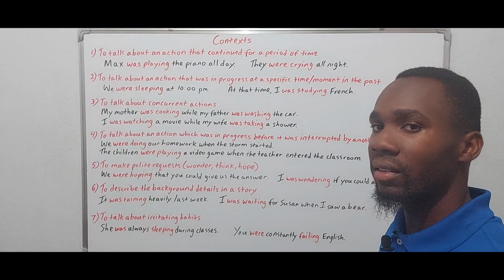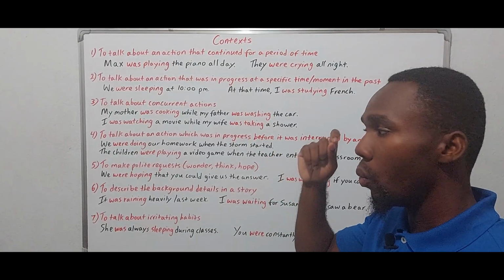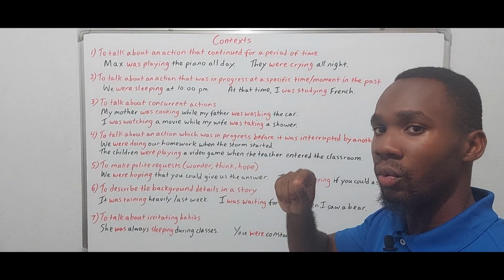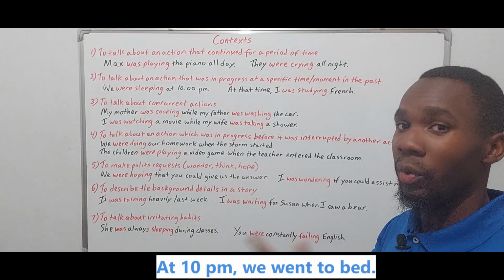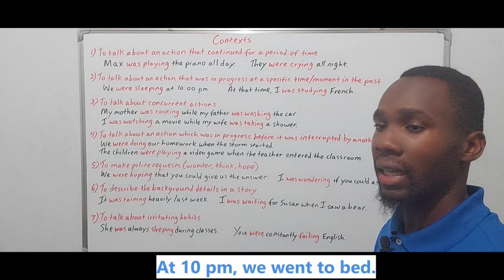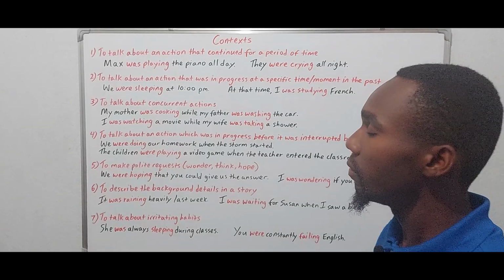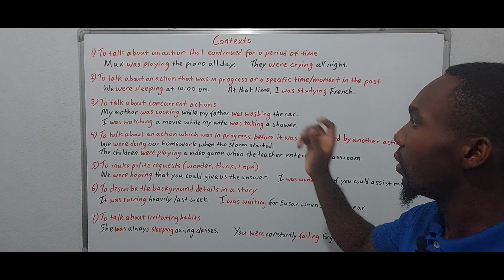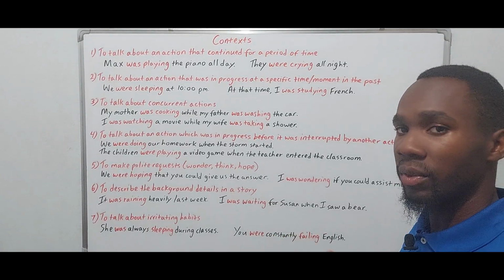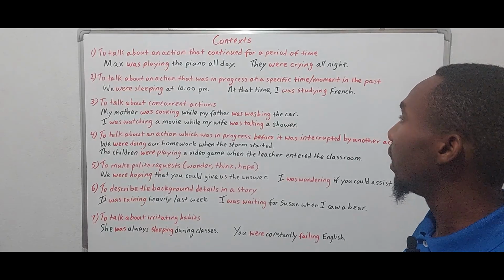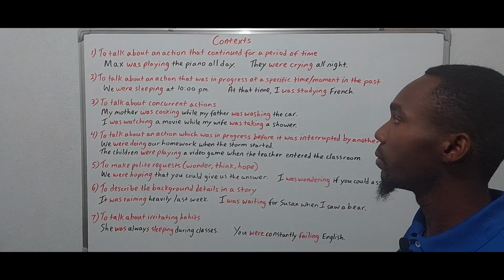If I wanted to ask a question that would require the use of the past simple, I would ask, what did we do at 10 p.m.? At 10 p.m., we went to bed. That's a single isolated action. Very good. At that time, I was studying French. Once again, we have a specific moment or time, and what was I doing? I was studying French.